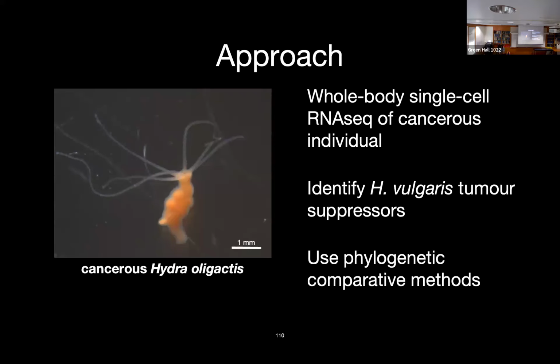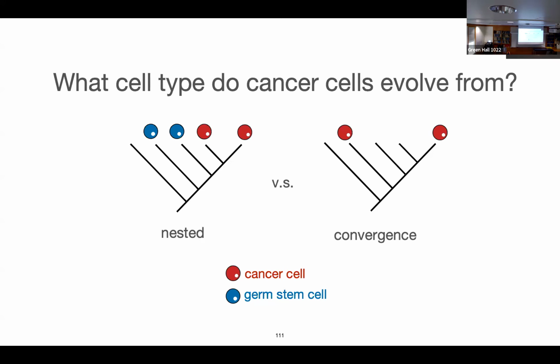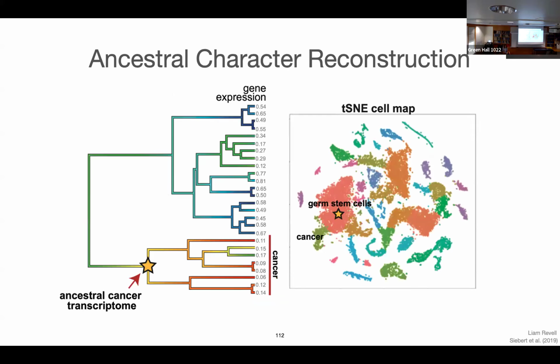So what can we do? Well, first we can investigate the ancestry of cancer cell types. Microscopy suggests that they arise from germline stem cells, but this isn't confirmed molecularly, and we honestly don't really know what kind of germline stem cells they arise from. So my approach would be to go to cell phylogeny, and the first clue will be the topology of the cell phylogeny. So are cancer cells nested within a specific cell type, or are there many independent origins of cancer cells?